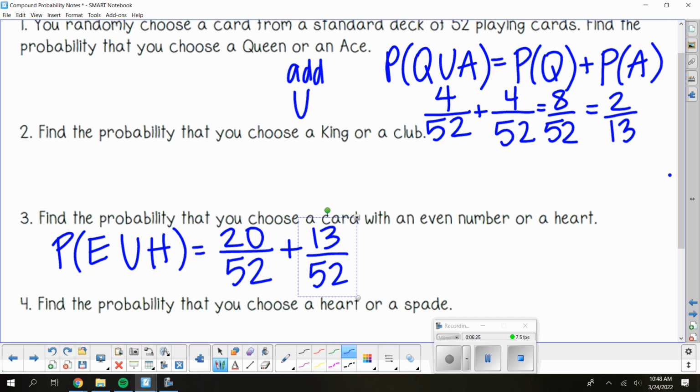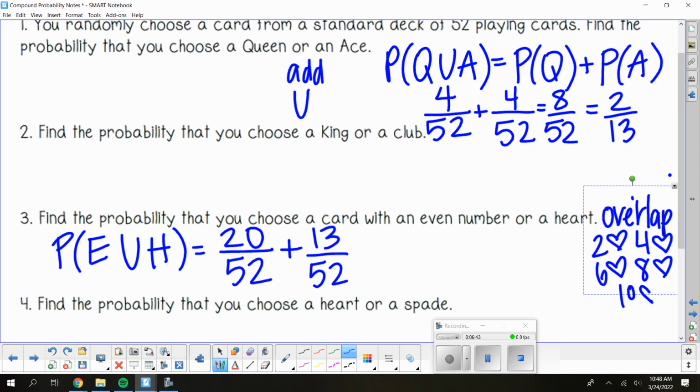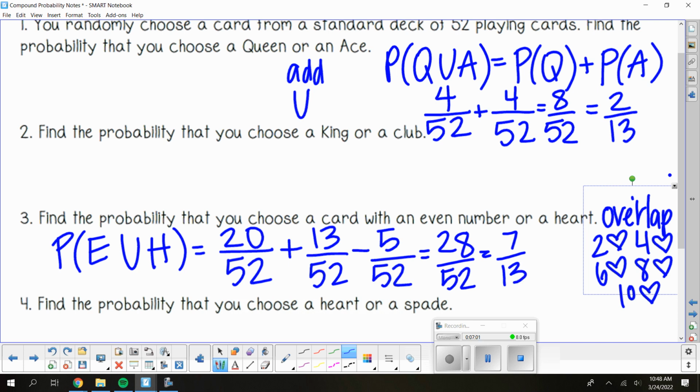Now here's the problem. There is overlap here. And my overlap, what they all share, is going to be the 2 of hearts, because that's even and hearts. So I counted that twice. The 4 of hearts, the 6 of hearts, the 8 of hearts, and the 10 of hearts. So I have to subtract out my overlap, which is the 5 cards that I counted in both the evens and the hearts. So when I subtract those out, I'm going to get 28 over 52. Always make sure you reduce. So I have 7 out of 13.